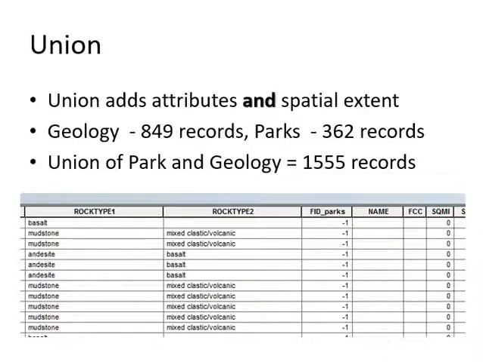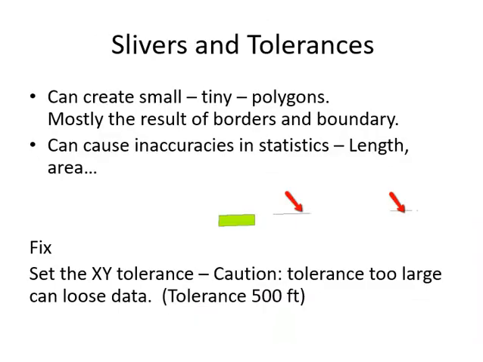So again, the union adds the attributes and the spatial extent. So if I have a geology that has 849 records and parks with 300 and some records, I could potentially get massive amounts of records, not just where they add, but every time one polygon cuts another in half as it unions, then I could get tons and tons of records. The same with intersect. I can get lots of records, lots of polygons, and there are some ways to deal with that we'll talk about in a minute.